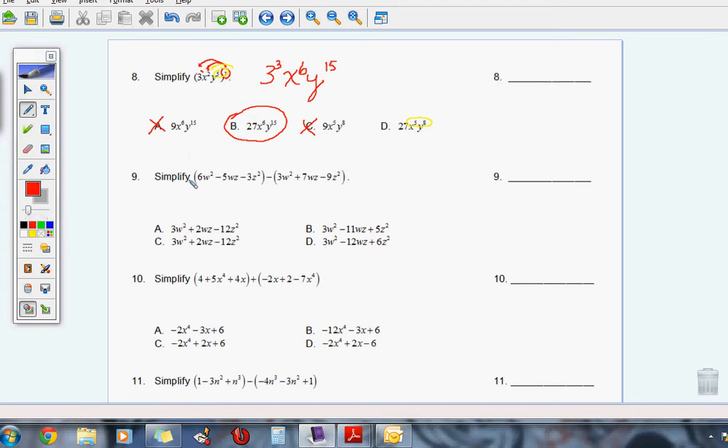Okay, moving on to number 9. We make these harder than they have to be a lot of times. It is subtraction. You have to make sure the subtraction carries through. So we thought about these as having a negative 1, and we brought the negative 1 through to all parts. So we just keep the first trinomial the same.